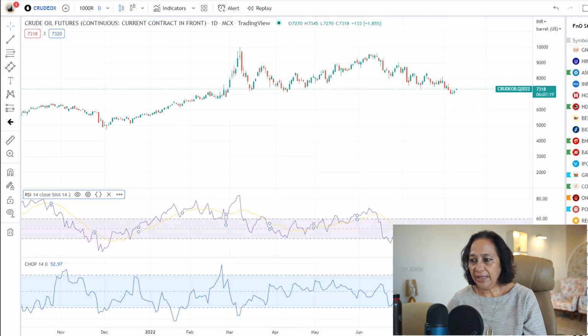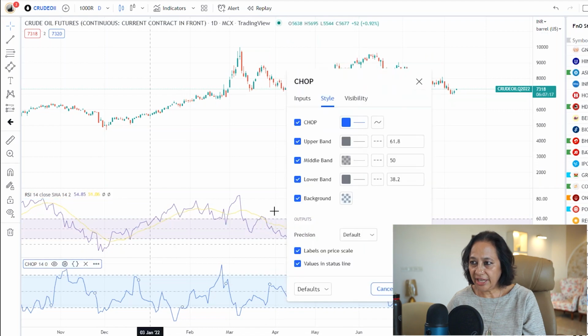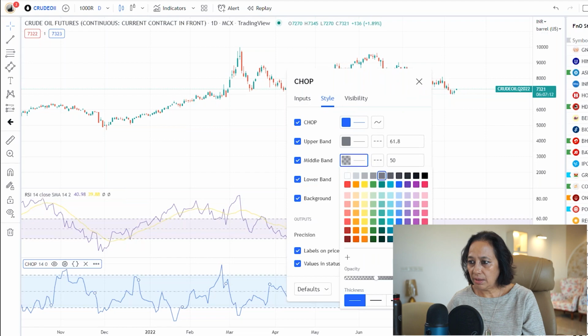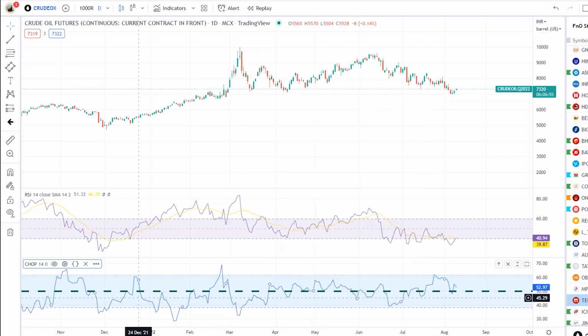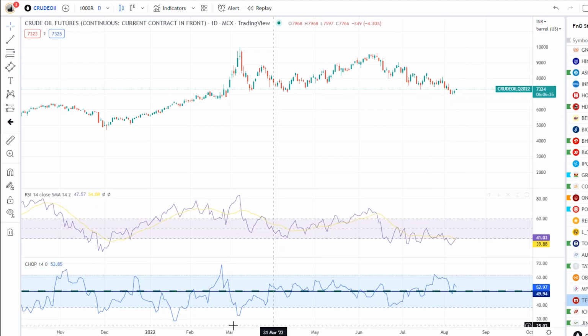Then I'm going to make one change here. This middle band, I'm going to make it dark, and instead of this broken one, this is a band that I would require. So now I have drawn a line at 50 and I have converted the RSI with the 60-40 setting.